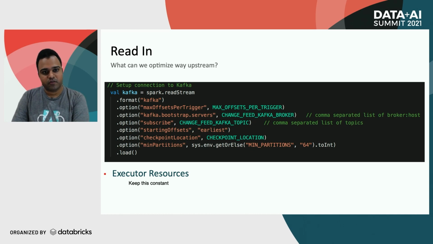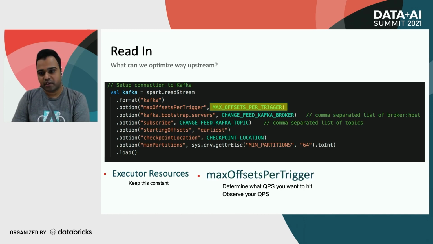But before we optimize anything, right, we need to lay some ground rules. We need to keep the executor resources constant, because if you keep changing your executor resources, or the type of executor resources, like CPU type or the amount of disk, it's not easy for us to have a solid experiment. So keeping that constant, the first parameter that we want to change is the max offsets per trigger.